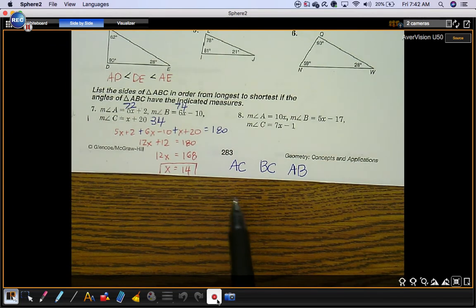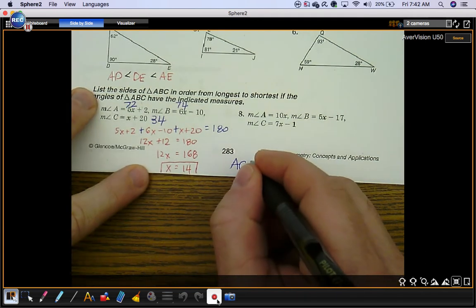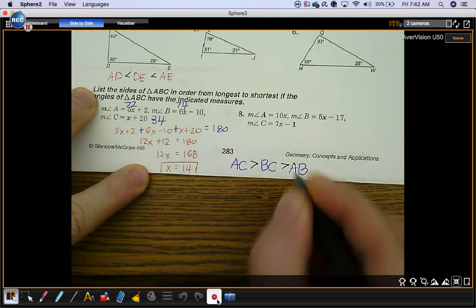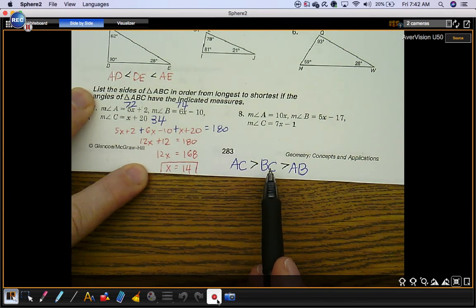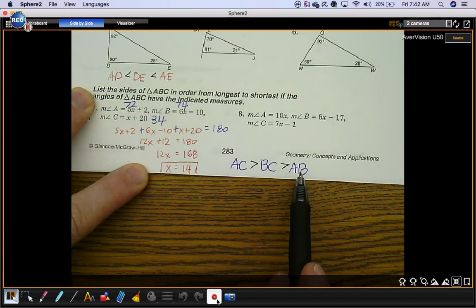So we're using compound inequalities. We want greatest to least. I'm pointing this way this time because this tells me the measure of segment AC is bigger than the measure of segment BC. The measure of segment BC is bigger than the measure of segment AB. Biggest, smallest, in the middle.